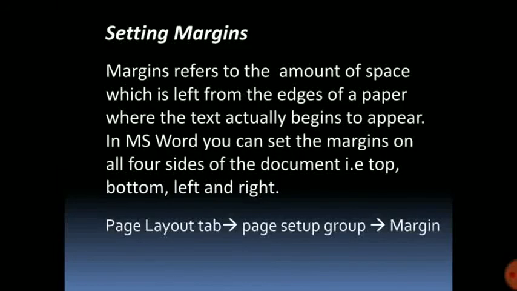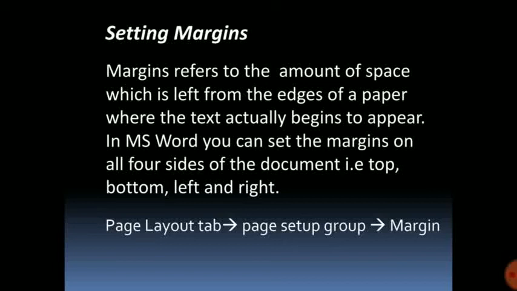Now come to the next, that is setting margins. Margins refers to the amount of space which is left from the edges of a paper where the text actually begins to appear. In MS Word, you can set the margins on all 4 sides of the document, that is top, bottom, left and right. You can give the margin on all 4 sides, means from the top also, bottom also, left also and right also. According to your document, according to your style, you can write the document.